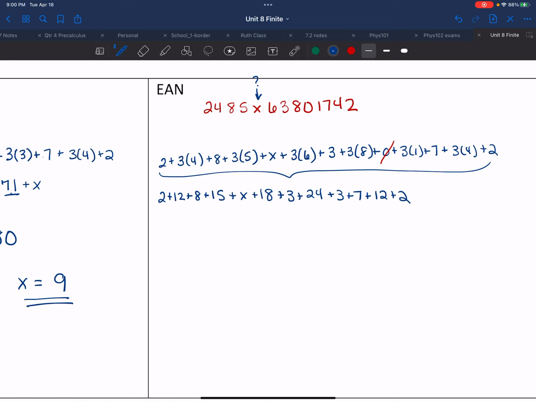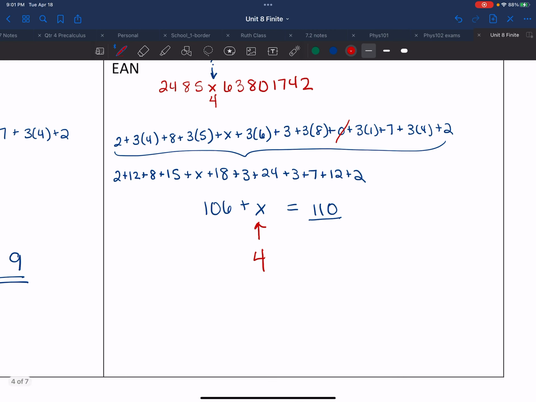And I get a value of 106 plus x. Well, what is the next number divisible by 10? That would be 110. So the difference between 106 and 110 gives me a value of x of 4. So where this is missing, it should have the number 4.